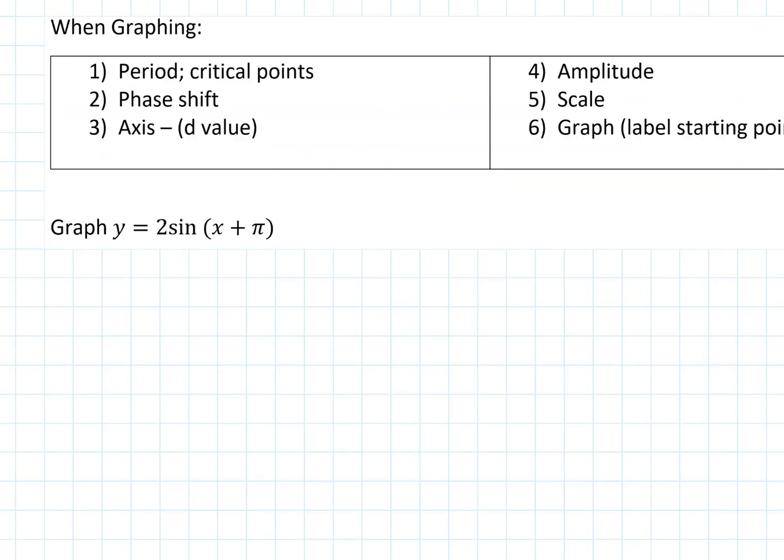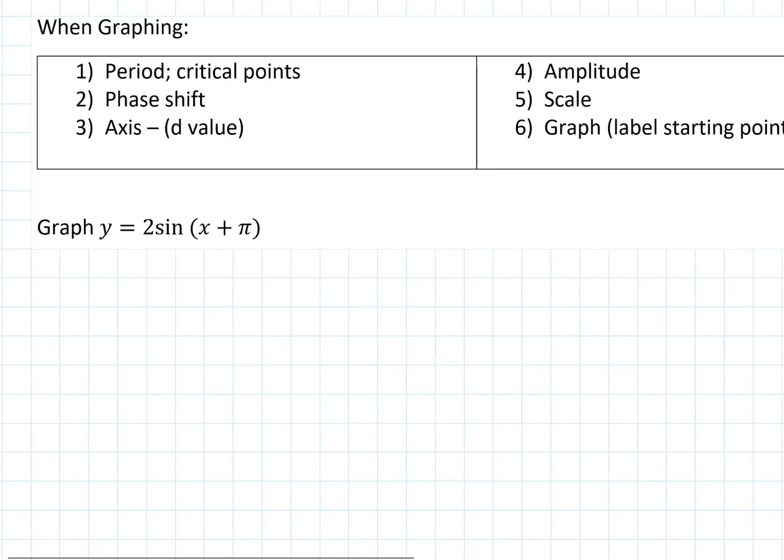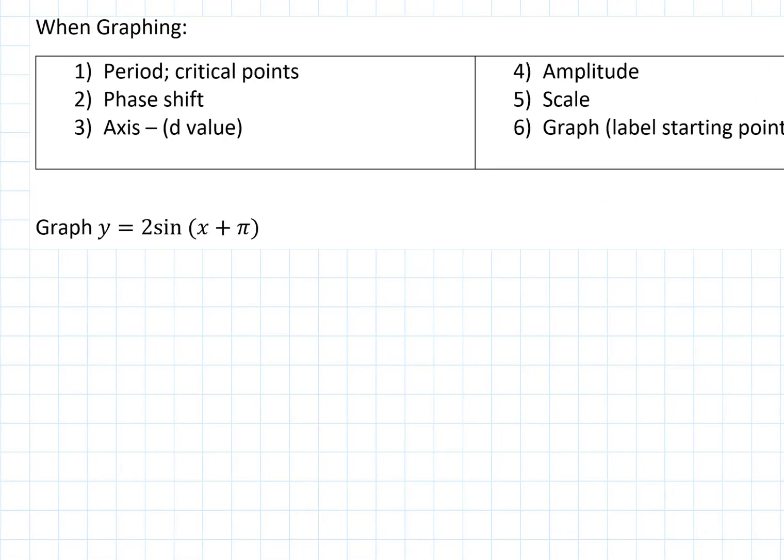So when we're graphing, we need to find the period and the critical points. We need to identify the phase shift. We have to find the axis, which is that d value, the sinusoidal axis, the amplitude, the scale, and then we always want to label, and especially our starting position of our graph.